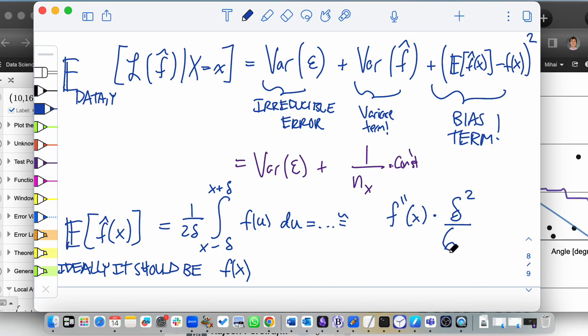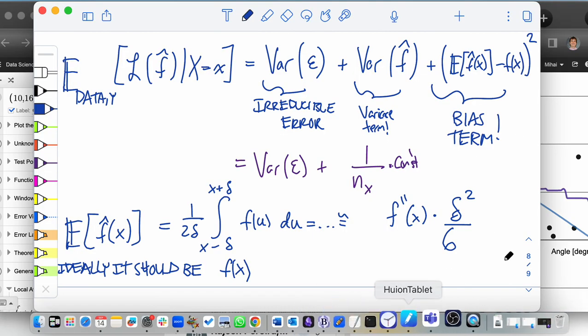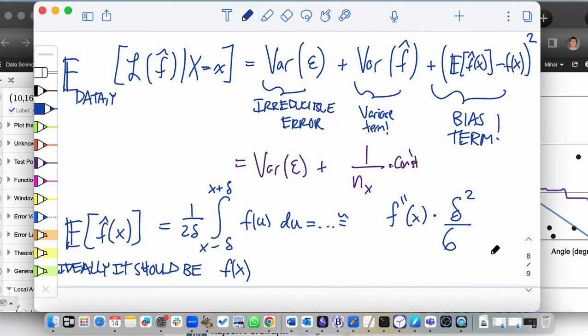So if you have something that's concave down, like over here, then you will consistently underestimate. That purple curve will always be under the blue curve. Or not always, but on average, it will be under. And this depends on delta squared. If you want to see why it is delta squared and why not delta, you can read in the notes.